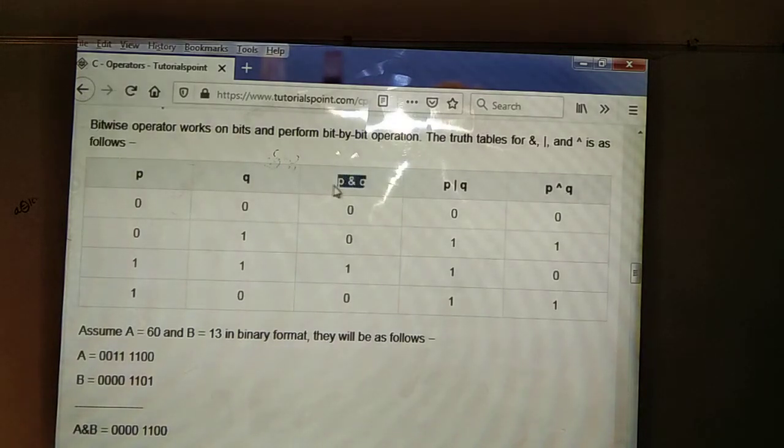Bitwise AND operation. See p and q. What is the AND condition? If both operands are true, we will get true, means here the p and q result will be true, and the remaining will be false.